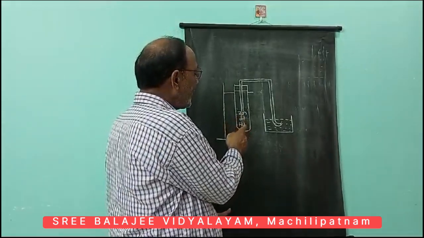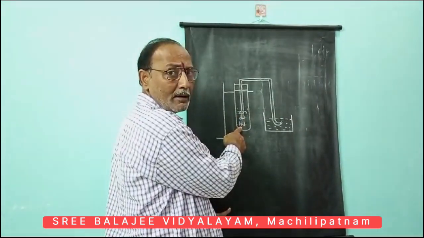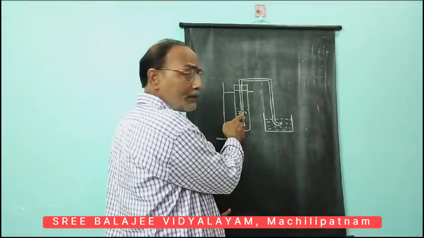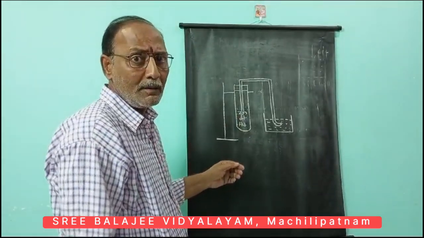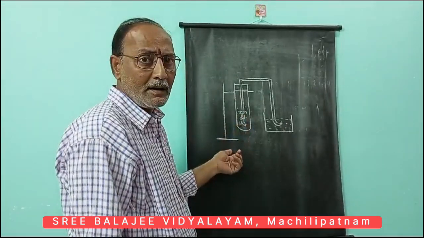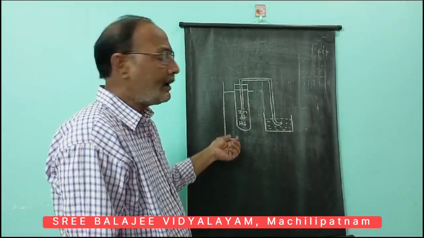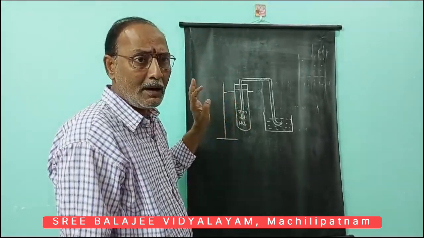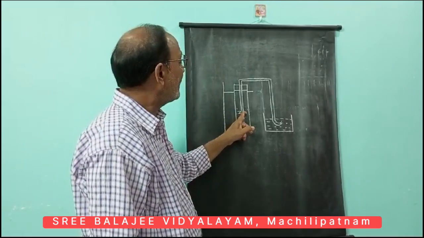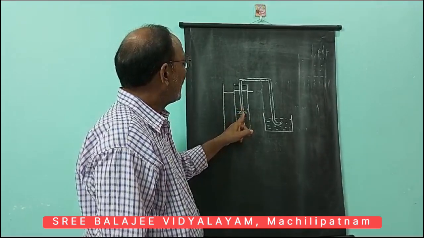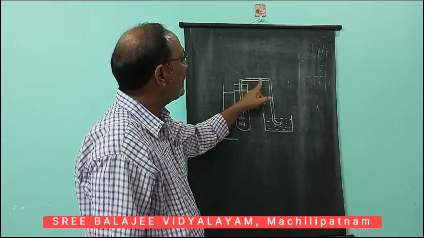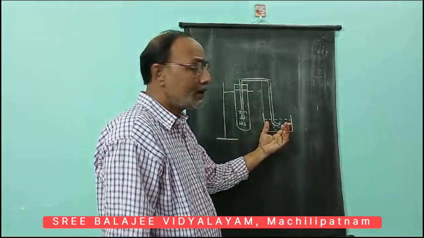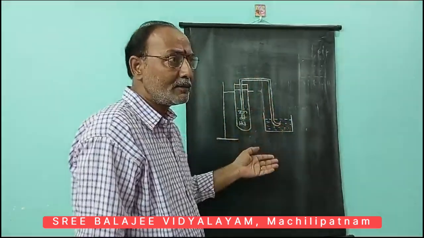So when the zinc granules react with this dilute hydrochloric acid, you can see some bubbles are formed. That indicates the chemical reaction is taking place between the zinc and HCl, the hydrochloric acid, and during this reaction hydrogen gas is evolved. This gas comes out from inside the test tube through this delivery pipe, and it enters into this soap water.